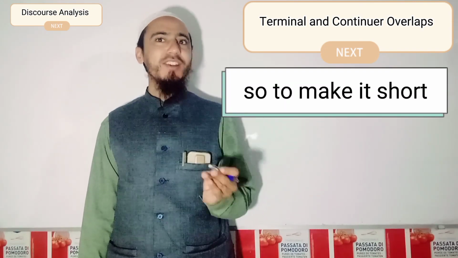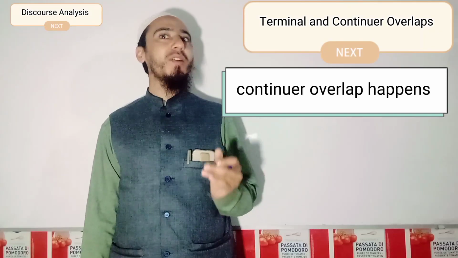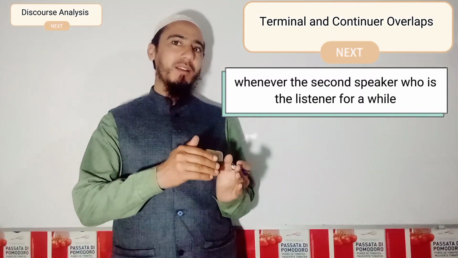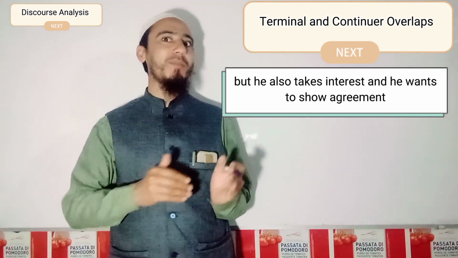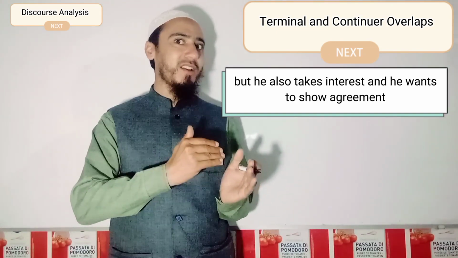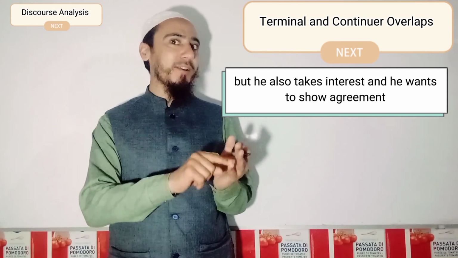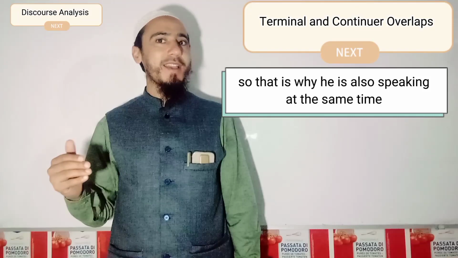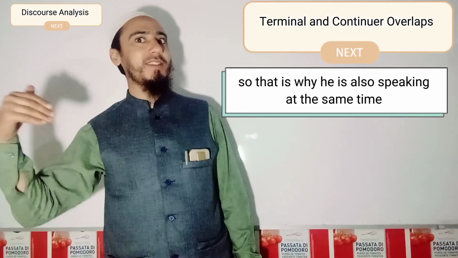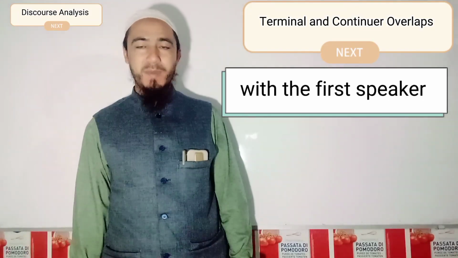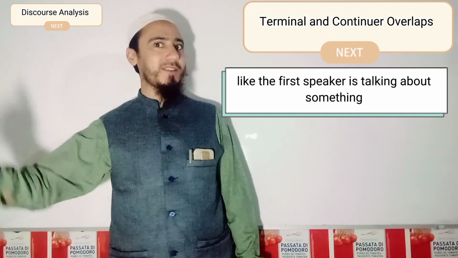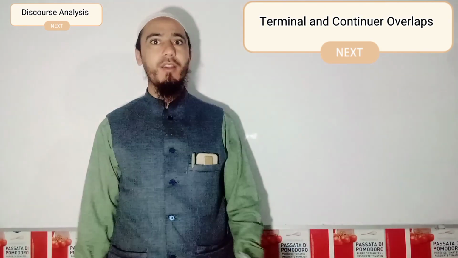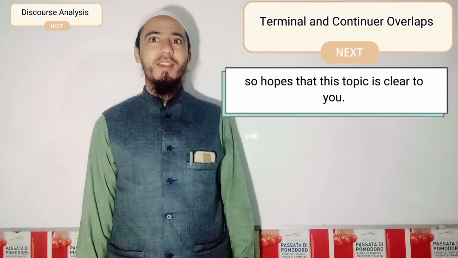So, to make it short, continuer overlap happens whenever the second speaker, who is the listener for a while, also takes interest and wants to show agreement and enthusiasm, so that's why he also speaks at the same time as the first speaker. Like the first speaker is talking about something and he says, yes, exactly right, okay. So hope that this topic is clear to you.